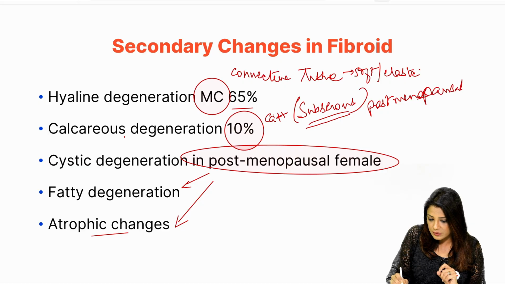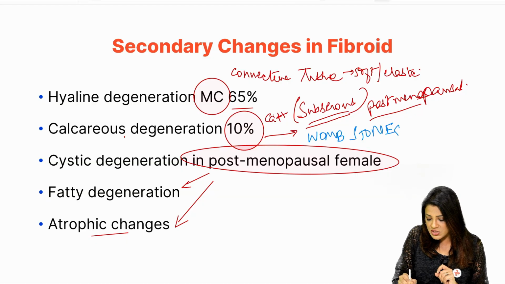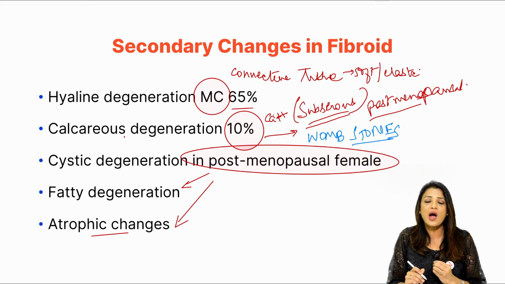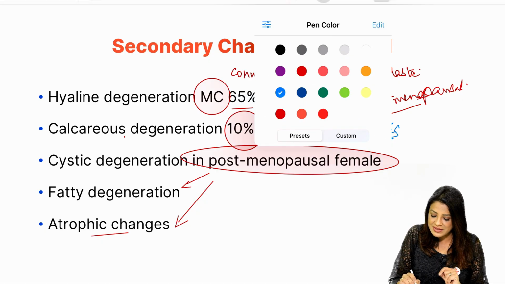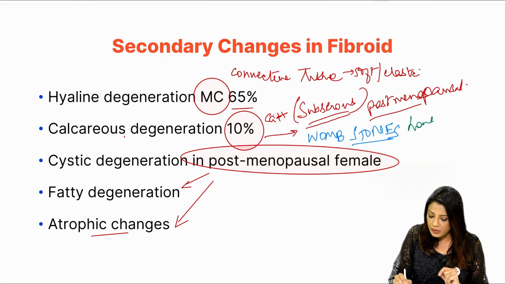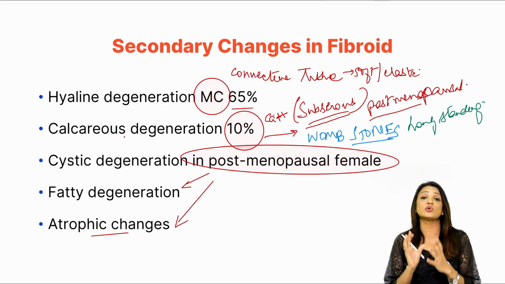Also, they are given a name of womb stones. Why womb stones? Womb is uterus and stones because they become so hard, and they are generally because of the long standing nature. The long standing fibroids will present like this. The long standing ones will have so much calcium inside them that if you actually take a ball of that fibroid and hit somebody, it is going to hit them hard.